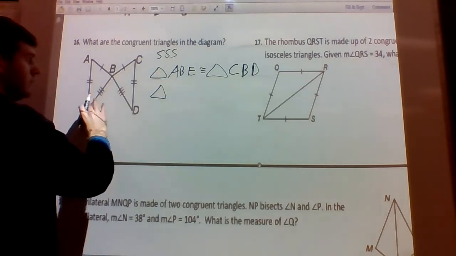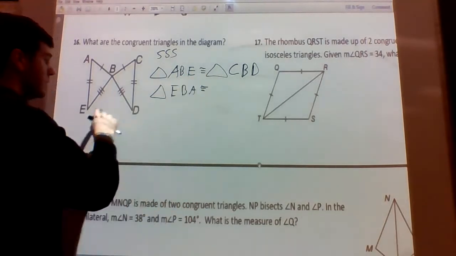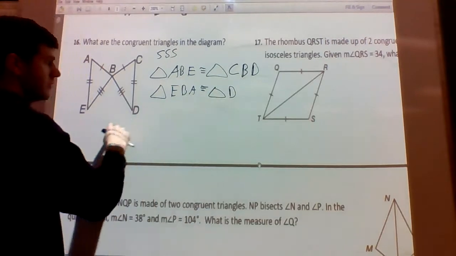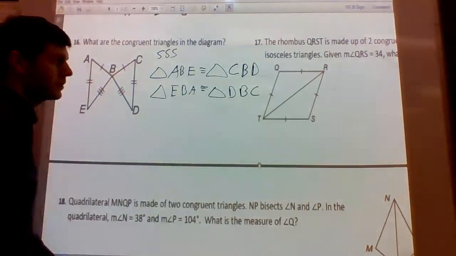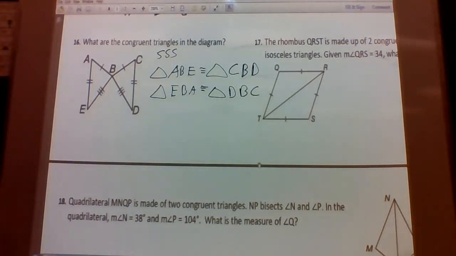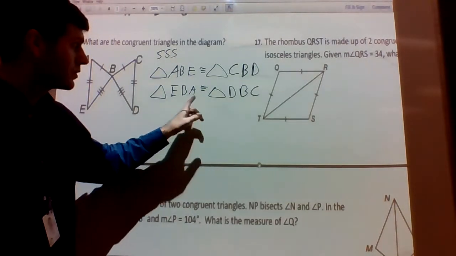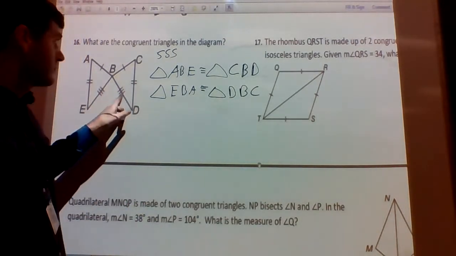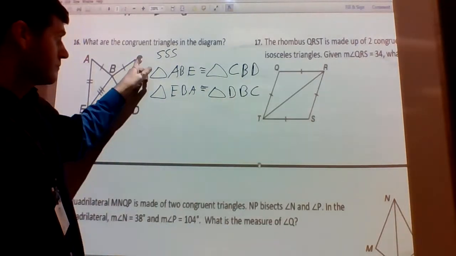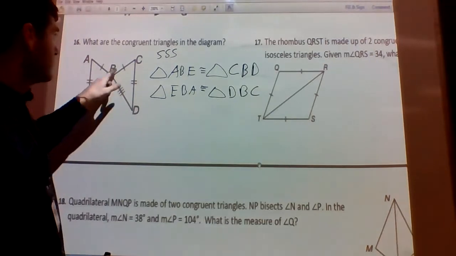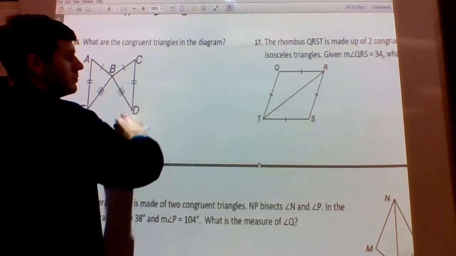If we named it EBA, E corresponds with D, B corresponds with B, A corresponds with C. So there are 6 different possibilities, as long as your second triangle matches up with the corresponding parts of your first triangle. All right, EB is congruent to DB, EA is congruent to DC, and BA is congruent to DC. Same order, corresponding parts all match up.